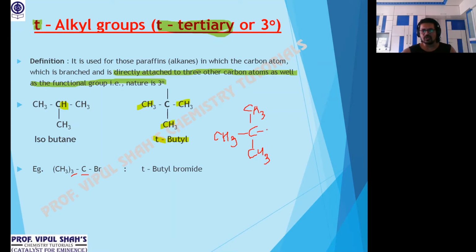And there's a functional group PR. Is one directly attached to three other? Yes. As well as the functional group? Yes. Nature of this carbon is 3 degree. That's what we call as tert. And how many carbon atoms total? 4. So tert butyl bromide. That's what you rightly see. That's the part.